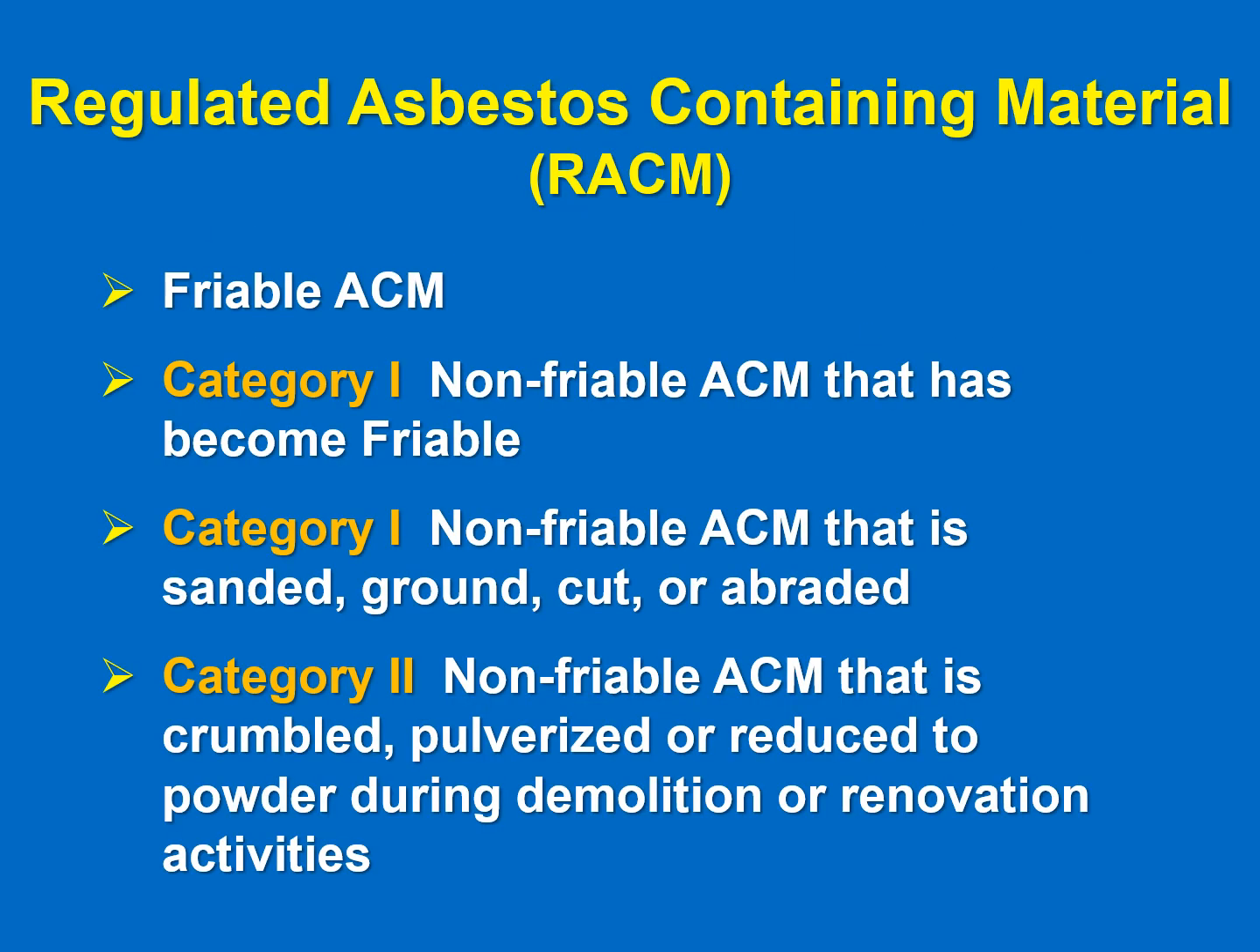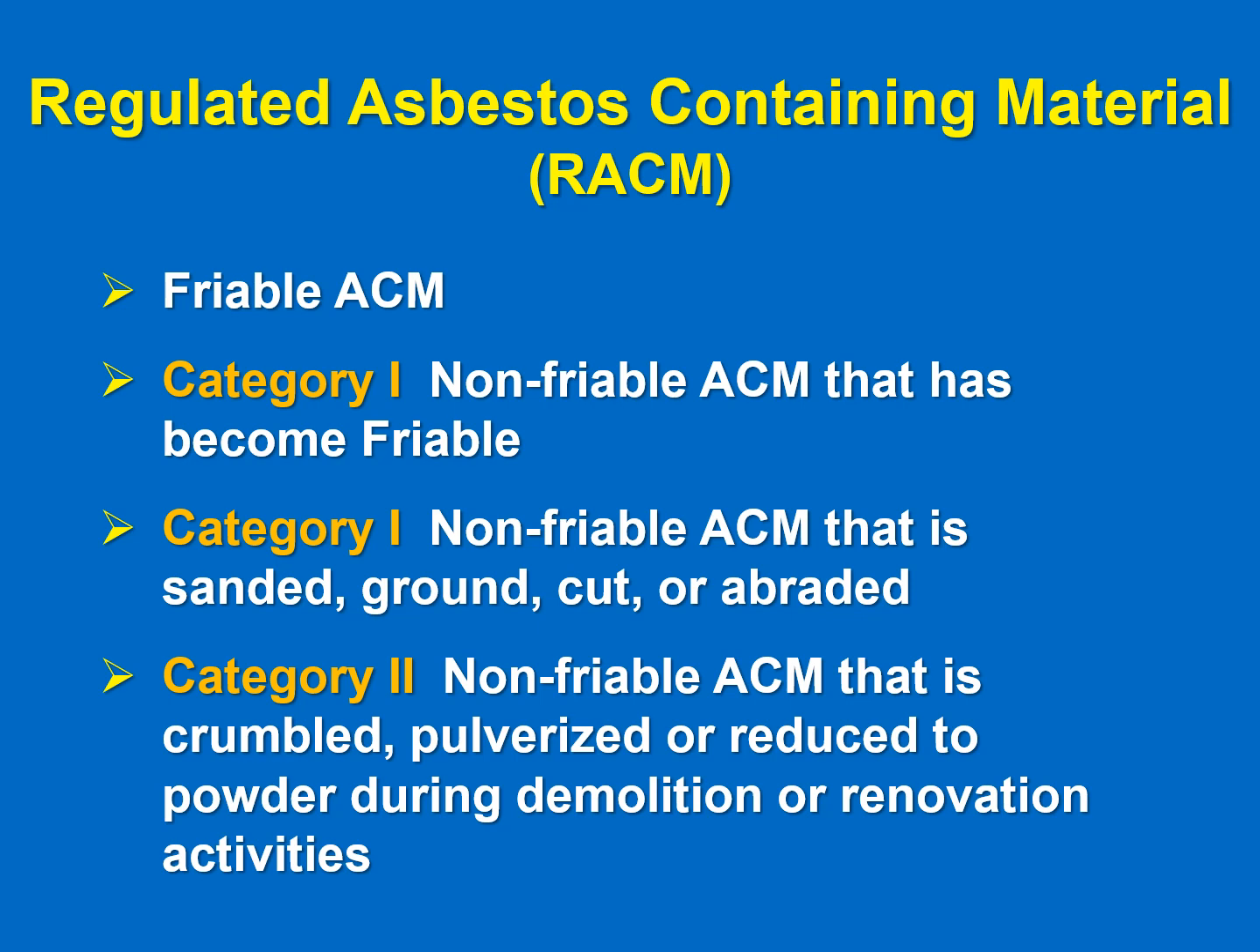So when we talk about NESHAP, there are certain terms that we use that guide us in enforcing the regulations that we set forth. There's a term known as RACM, which is the Regulated Asbestos Containing Material. When we talk about that, we're talking about any friable asbestos containing material, for example, fireproofing.